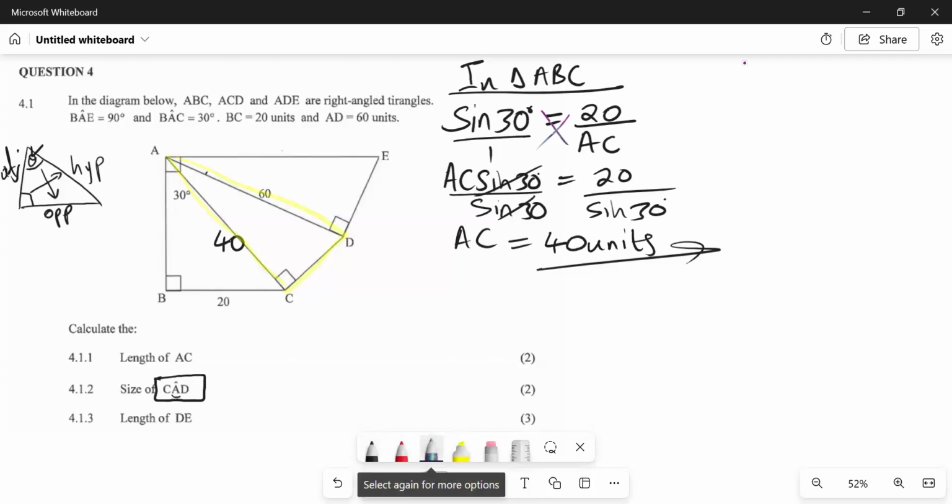They are looking for this angle here. It's not a problem. I've got your back, don't worry. So, how do we get that angle? Now, again, the first thing that we need to do is analyze again.